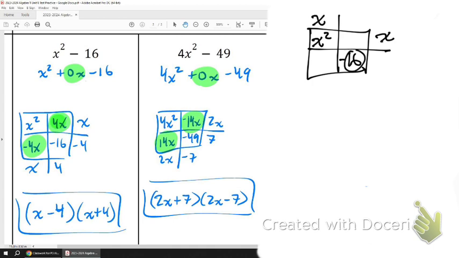But what times what gives me positive 16? 4 and 4, right here. Now, it's not a positive 16. It's a negative 16, so that means I have to make one of these negative. And it doesn't matter which one you make negative. But look what happens when you have a positive 4 and a negative 4. When you multiply this out, you get negative 4x and 4x.